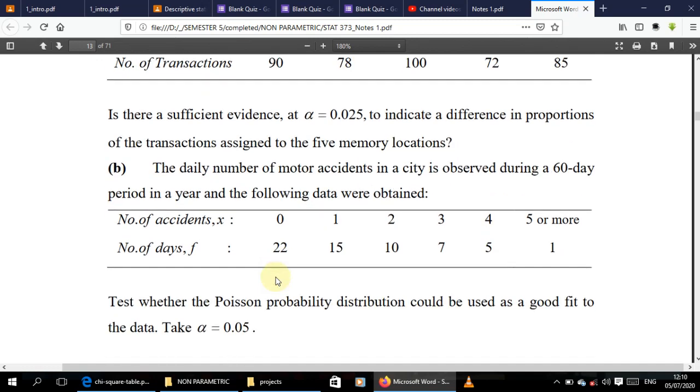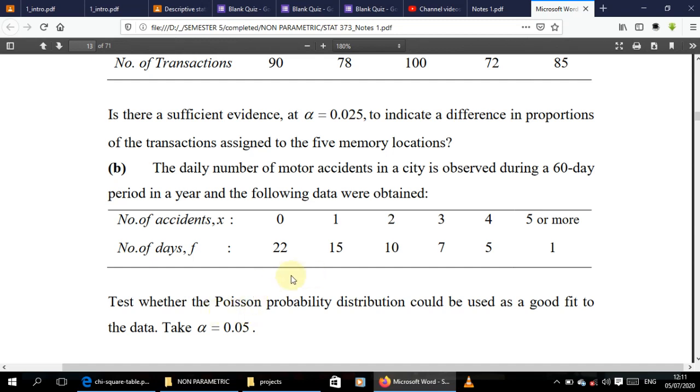So this is another one. You're also trying to check whether this follows a Poisson distribution. So here too, you have observed during a 60-day period, so it means your n is 60. When you sum the whole of these frequencies, you get 60. So test whether it follows a Poisson distribution. You have to quote the Poisson probability formula, because that's what you want to use to find your probabilities, PIs, and multiply by n to get your EIs.